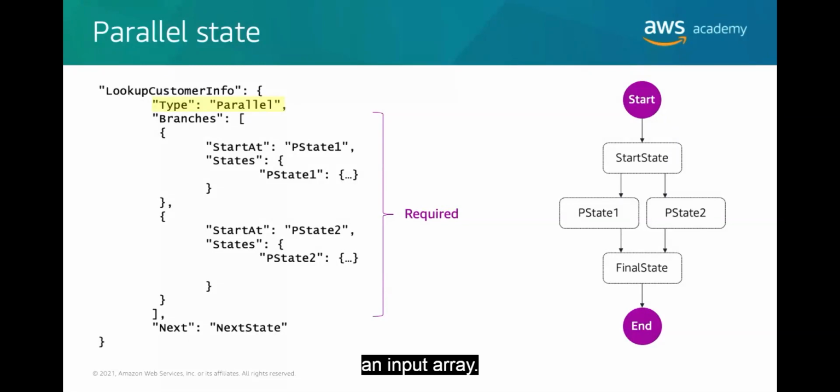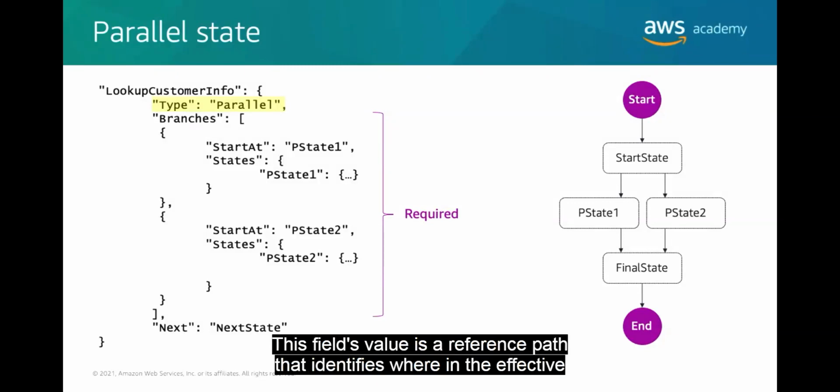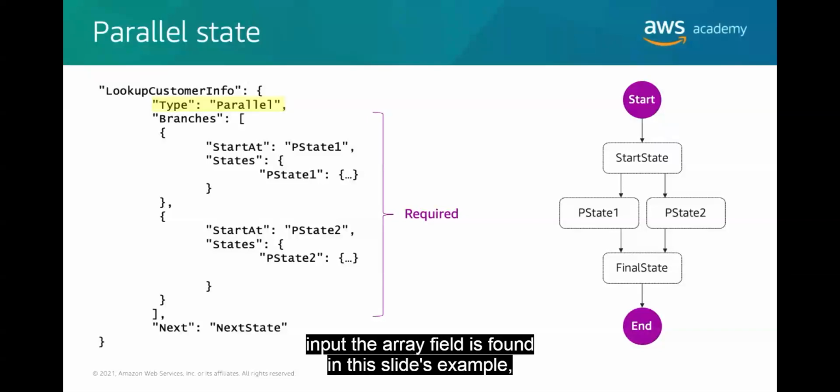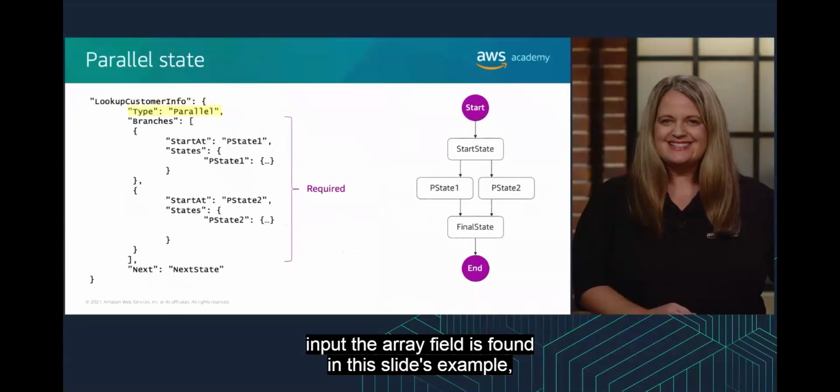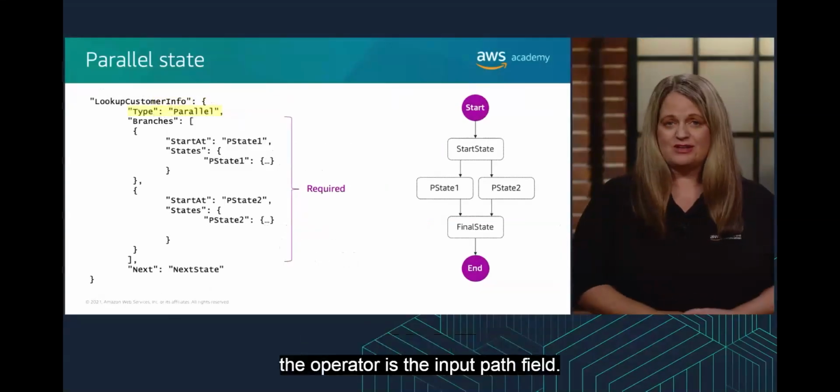an input array. The iterator field is required. This field's value is a reference path that identifies where in the effective input the array field is found. In this slide's example, the iterator is the input path field.